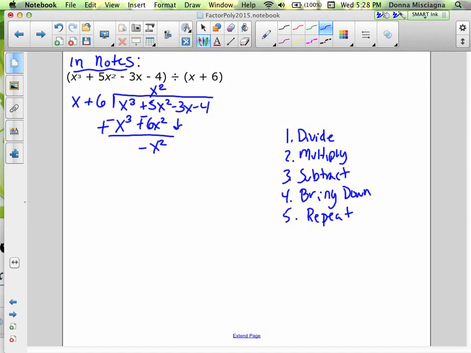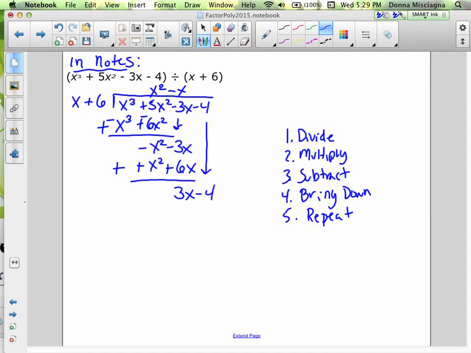And then we bring down our next term. Right? What would we have to multiply x by to get negative x squared? We'd have to multiply it by negative x. Negative x times x is a negative x squared. Negative x times 6 is negative 6x. And then we subtract, which means to add the opposite. Negative x squared plus x squared is 0. Negative 3x plus 6x is 3x. And then we need two terms, so we bring down another term.